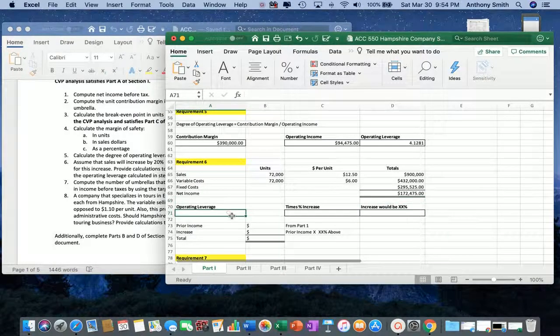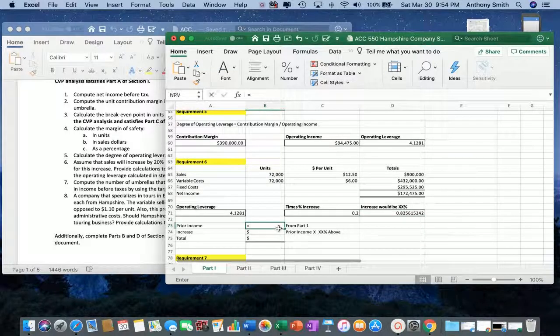So we know what our operating leverage was. We calculated that. That was 4.1281, right? Now our increase that they're baking in is 20%, so 0.20. So that times the increase gives us 0.8256, right?